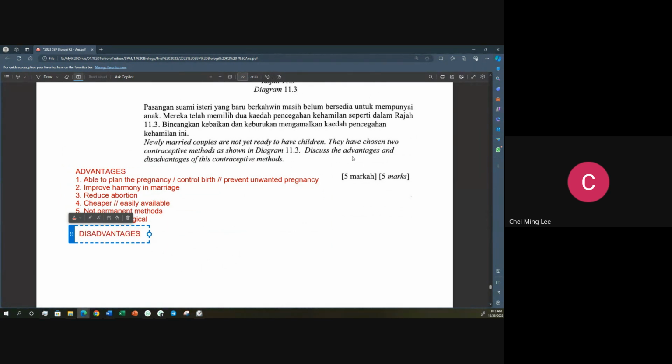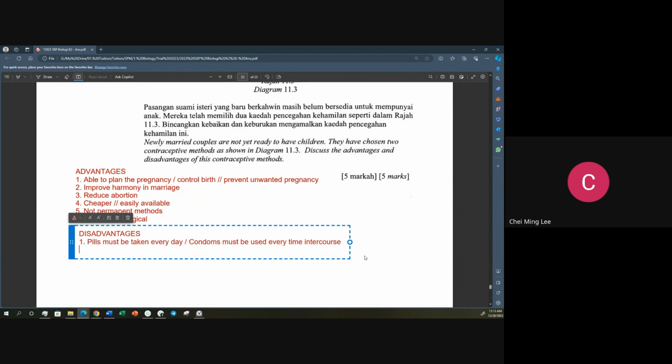Okay, and we are talking about discuss. One of them, so let's see. First, the pill must be taken every day, or the condom must be used every time in the course. When you are trying to undergo the process, you must use the condom, or you have to take the pill to control it. And these pills normally will cause hormone imbalance.